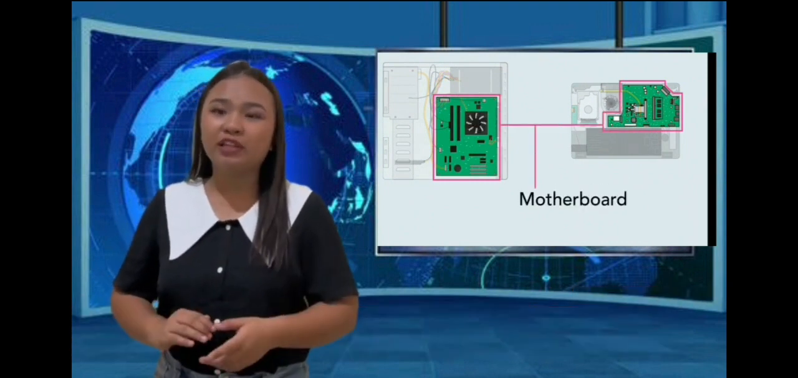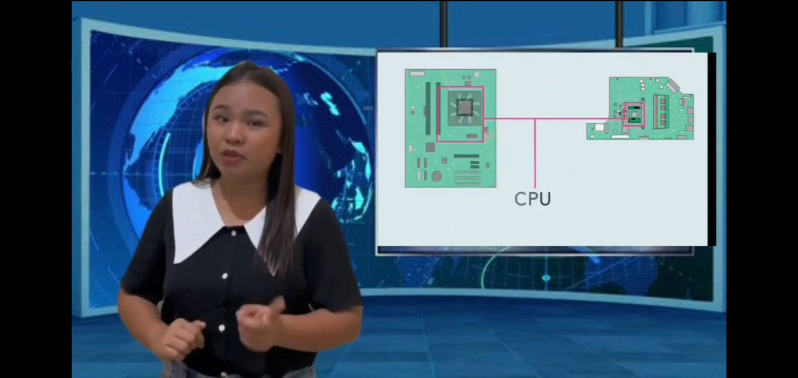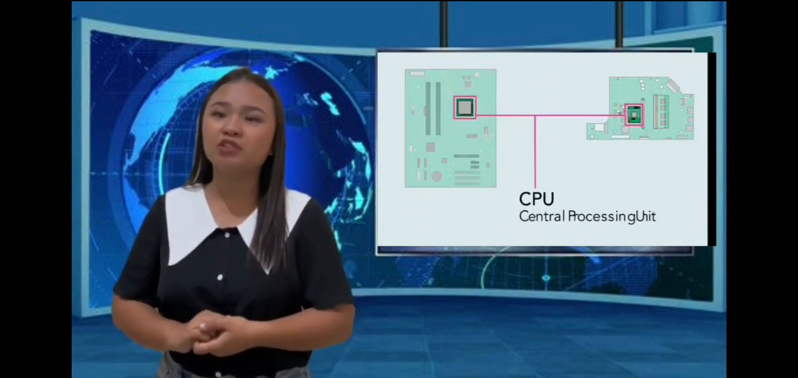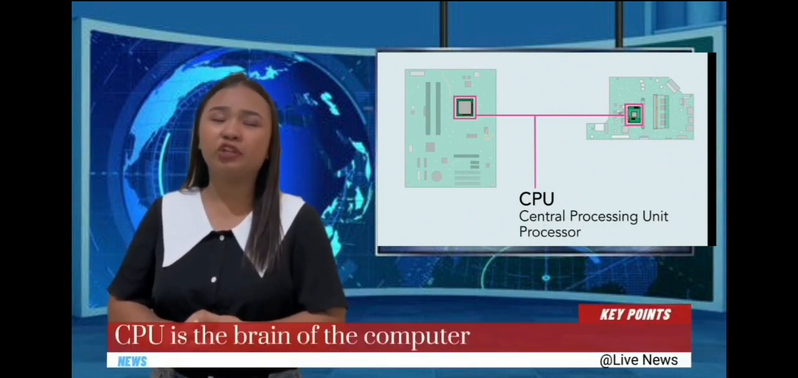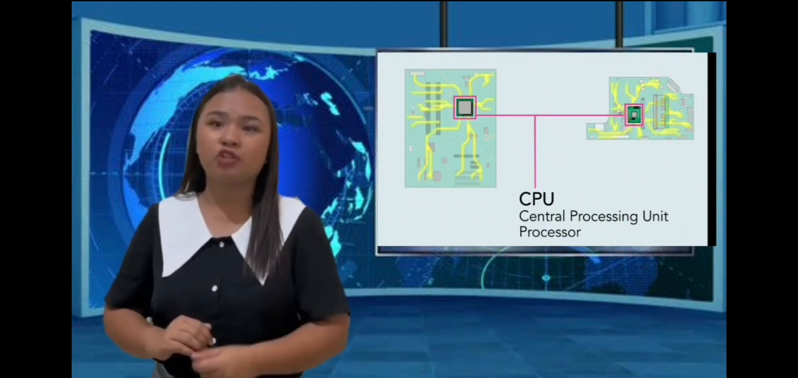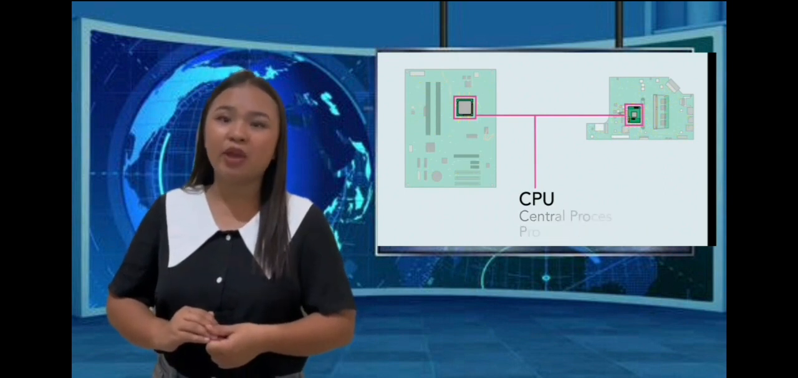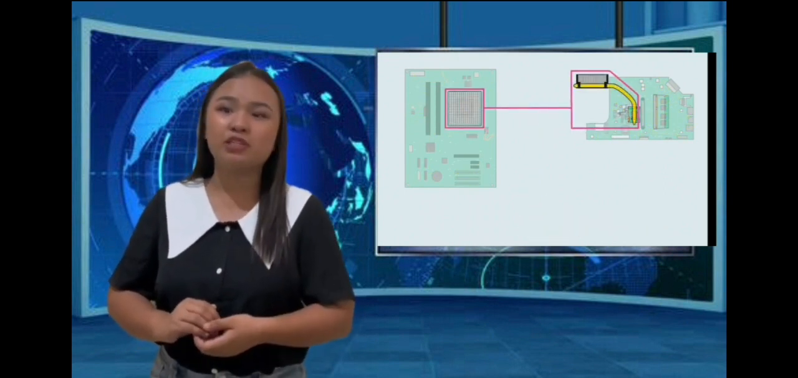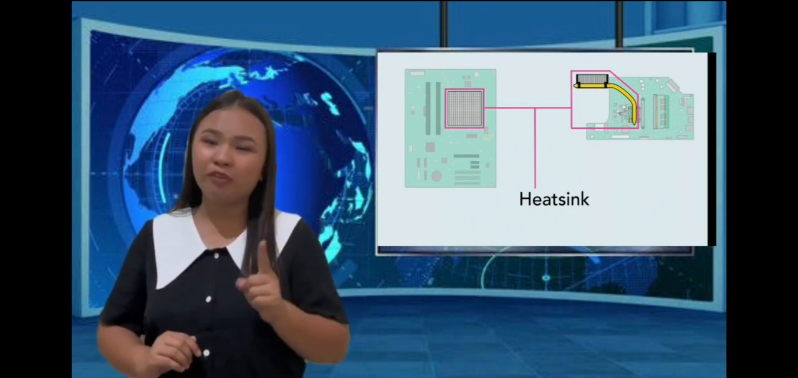This contains some of the important parts of a computer, such as the CPU, also known as the central processing unit or a processor. The CPU can be considered the brain of the computer because it processes information and carries out commands. Since it tends to get hot, it's covered by a piece of metal called a heatsink, which draws heat away from the processor.